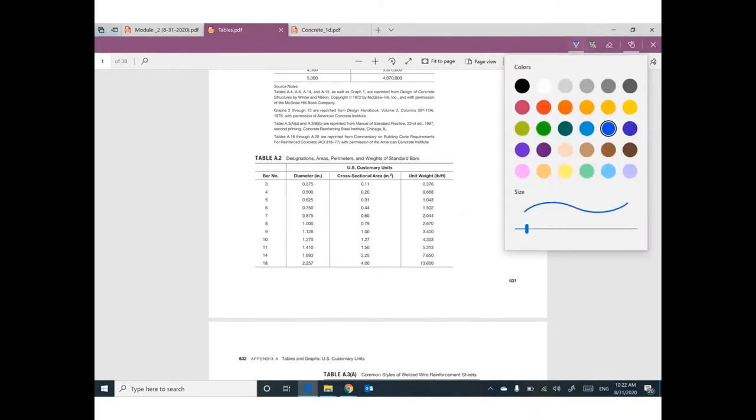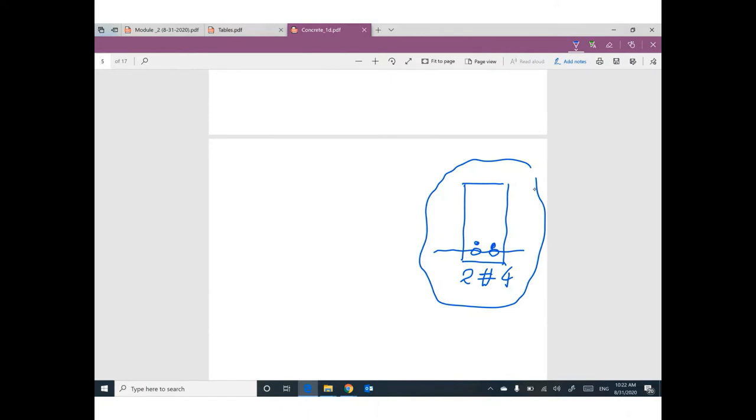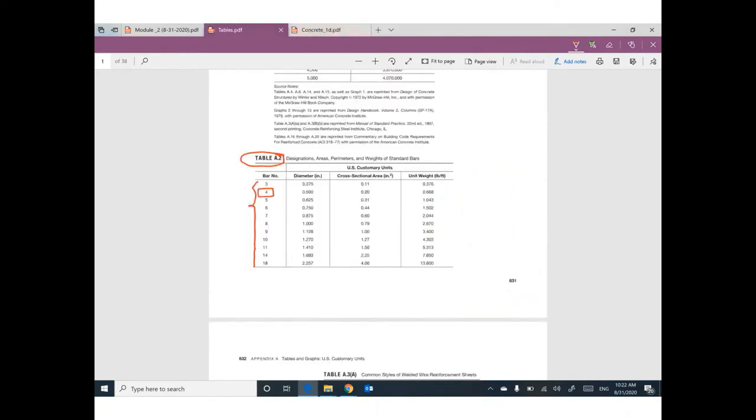The first table in this PDF file, table A2: what is the bar number? Where is number five? Where is number four? Here is bar number four. The diameter of this bar is 0.5 inch. The cross-section area of this bar is 0.2 inch square. The weight per unit foot length of this bar is 0.668 pound. If you would like to make a cost estimation, to calculate how much this building or this design will cost, it's out of scope of this course. Probably a scheduling or cost estimation course.